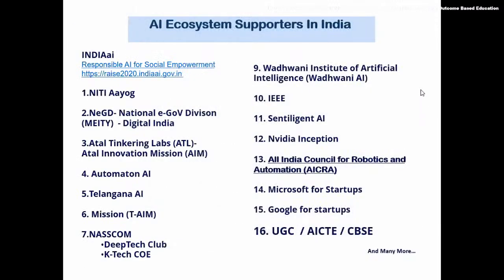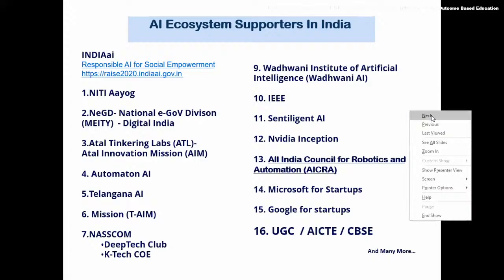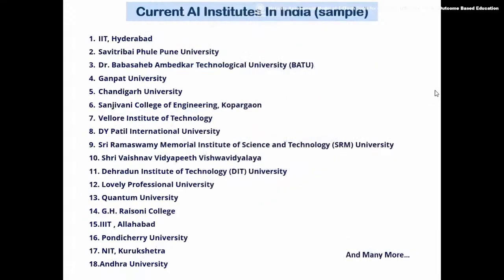These are some of the AI ecosystem supporters in India, with India AI, Niti Aayog, NeGD, Atal Tinkering Labs, Automation AI, as well as the All India Council for Robotics and Automation, AICRA, and UGC, AICTE, and CBC, and many more. So this is again a sample of the current AI institutes in India. You can see the leading institutions who have supported AI as well as AI training, besides AI labs in place.